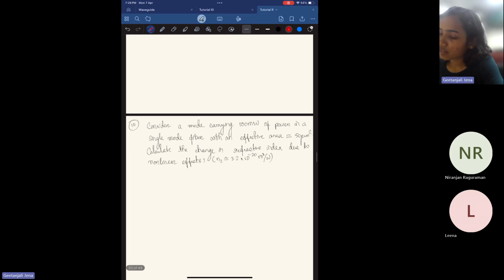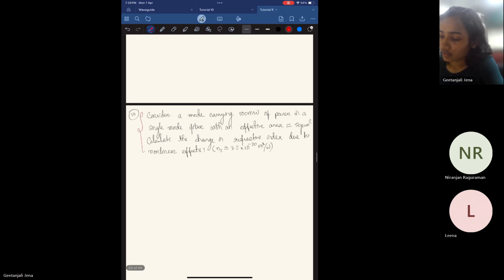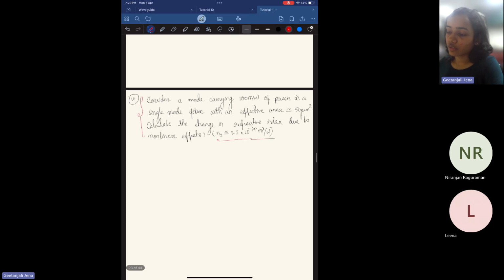I think it's easy. Can you go through the question and let me know the answer? The question says: consider a mode carrying 100 milliwatt of power in a single mode fiber with an effective area of 50 micrometers square. Calculate the change in refractive index due to the nonlinear effect. And n2 is also given. It is 3.2 into 10 to the minus 20.